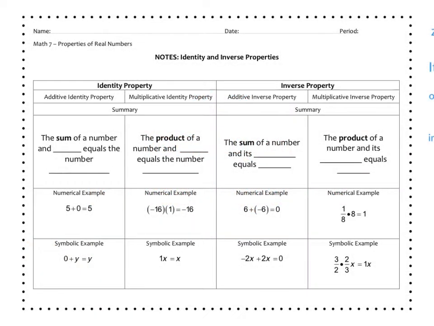Welcome back to Unit 6. Today we're going to be starting Unit 6 by talking about the identity and inverse properties. We've got those laid out below us: identity on the left, inverse on the right. So let's go ahead and get started with the identity one there on the left.